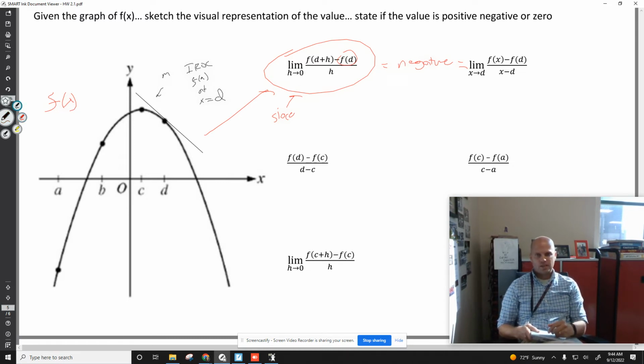Now notice this does not have a limit next to it. This is just f of d minus f of c. This is just your secant slope formula. For this one, we focus on the slope between these 2 points, c and d. I'm going to just say that's less negative than that slope.